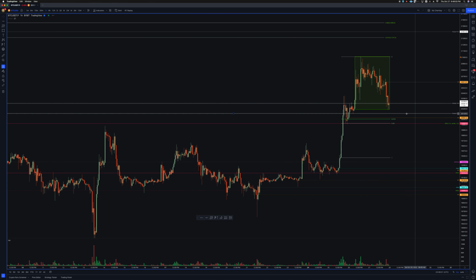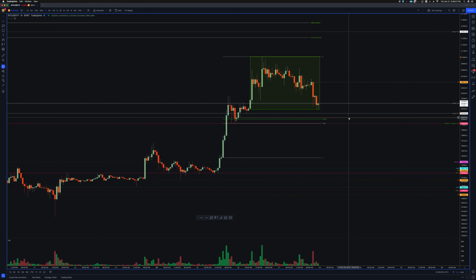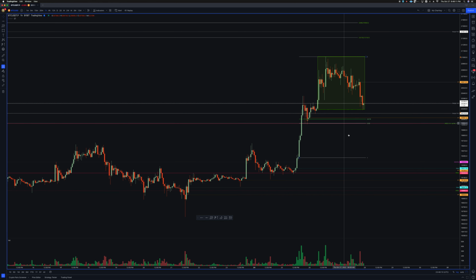I didn't even realize I had this open. Okay. So look, there's our 0.66 right there. That is our 0.45. That's our confluence. All right.